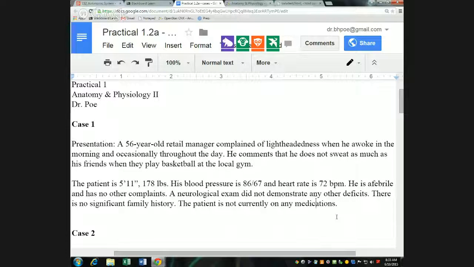So I'll give you 5 minutes or so to read through this and make sure you understand the terminology, come up with a list of the symptoms and signs that you see there, and think about what systems are involved there. So go ahead and work on that.